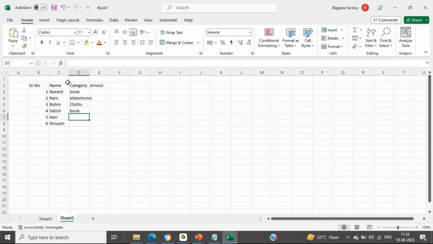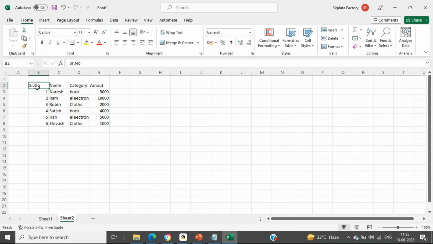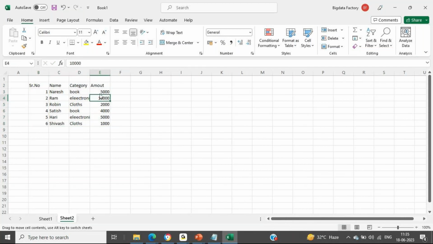So book, electronic, and cloth. And say we are having certain amounts, say 5,000, then 10,000, then 2,000, then 1,000, then 5,000, then 1,000. Okay, so we are having this particular data. Now what I need is to calculate which person has spent more than 3,000.